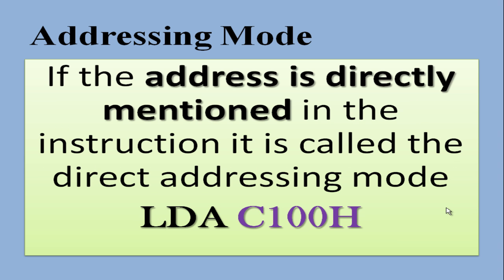Say for example, if we talk about the direct addressing mode, if the address is directly mentioned in the instruction, it is called the direct addressing mode. Say for example, we take LDA C100. This means that the data in memory address C100 is to be copied in register A. Now the address C100 is a part of this instruction and therefore it is direct addressing mode.